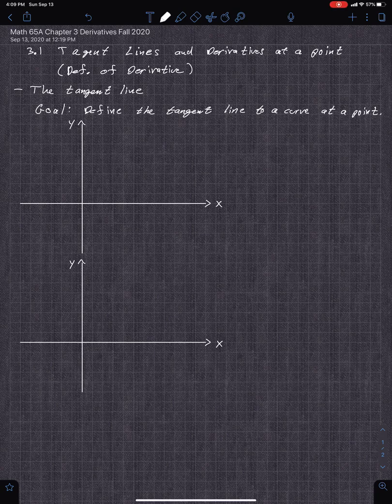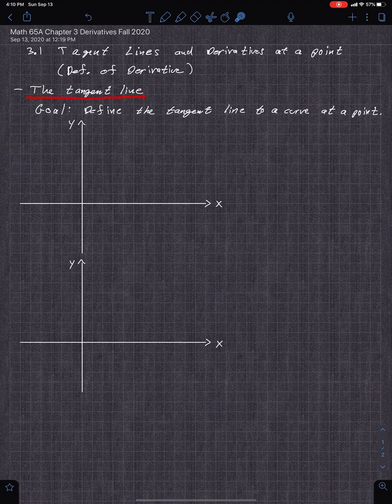Now we are going on to chapter 3, which is on derivatives. We will talk about concepts and derive the definition. 3.1, first, is on tangent lines and derivatives at a point, and we will define the definition of derivative. So first, let's talk about our goal right now.